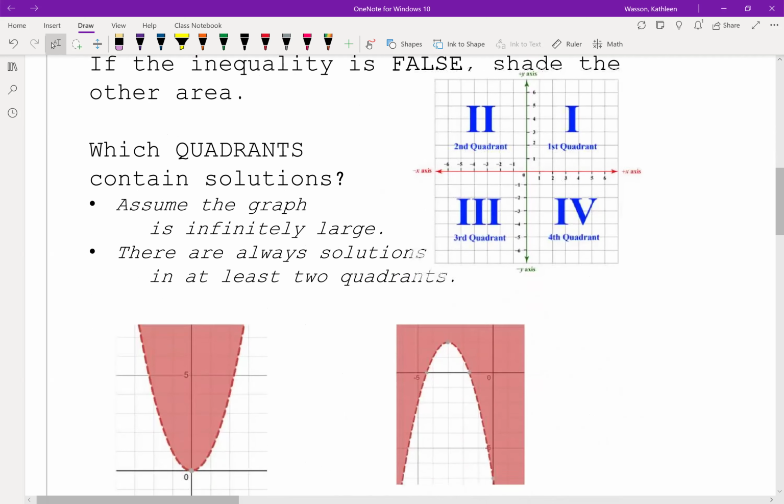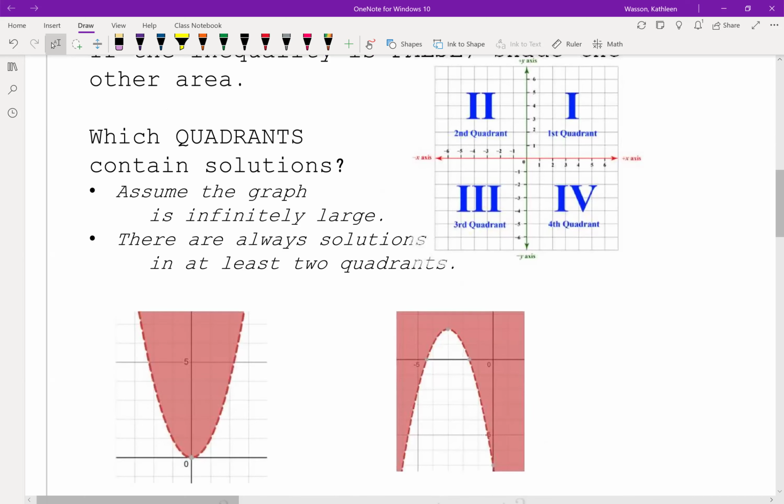We'll describe the areas that have solutions using the quadrants. And you count the quadrants in counterclockwise order, starting where X and Y are both positive. So you can draw a C around the origin to mark how you count the quadrants, if that helps you. Also, we use Roman numerals to name the quadrants, not Arabic numbers.